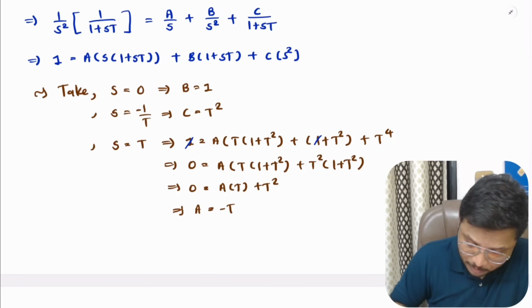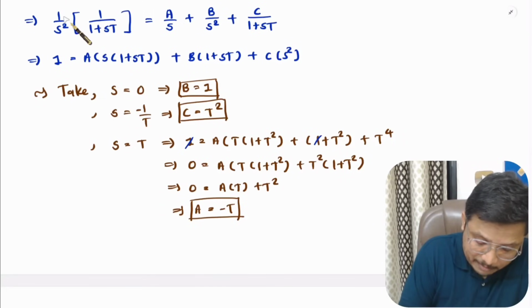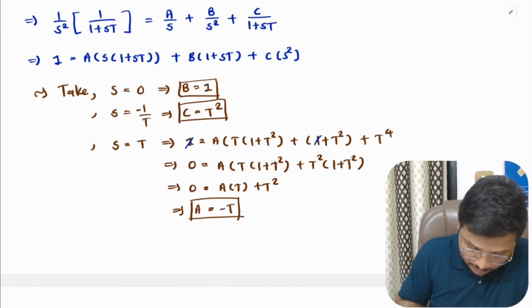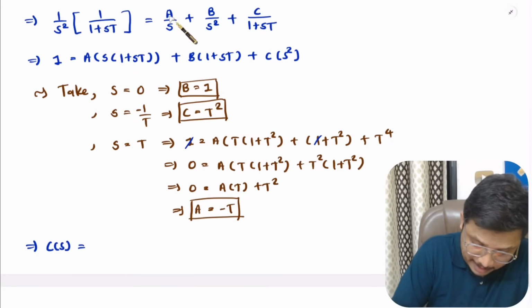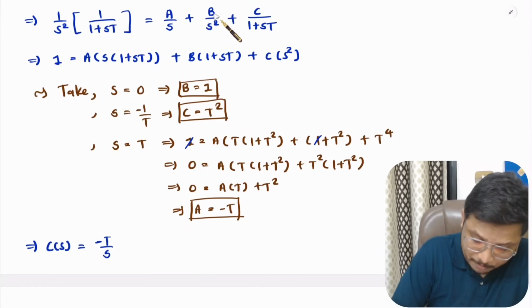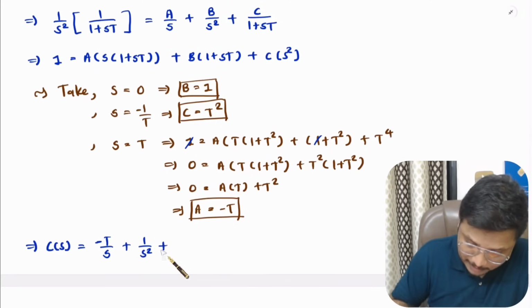So now we have A, B and C. We can convert this multiplication term into addition form. So now we will have C of S, that is A divided by S. A is minus T divided by S. We have B by S square, B is 1, so plus 1 divided by S square, plus here we have C divided by 1 plus ST.